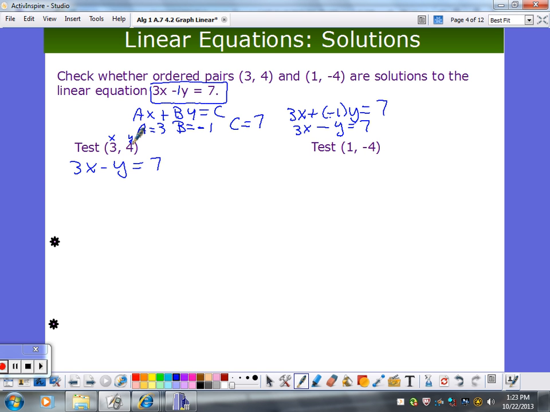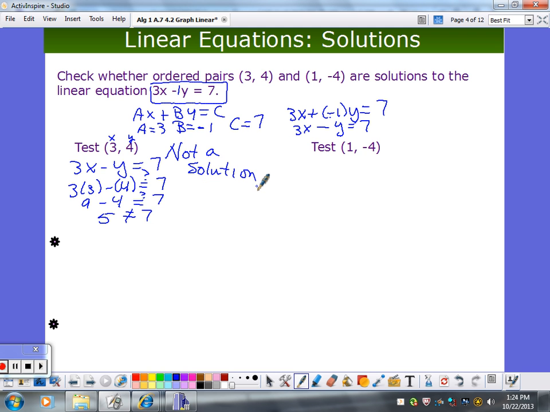Here's my x, here's my y, right? Plug her in. So 3 times 3, my y is 4. And now it's kind of a question. Does that equal 7? So I'm getting 9 minus 4. Does that equal 7? Well, 9 minus 4 is 5. Is that 7? No. So is this a solution? No. If you don't get a true statement, then it's not a solution. That's all that means.